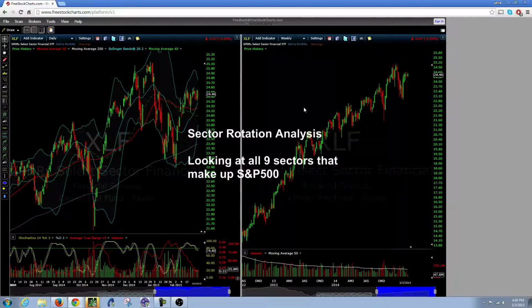So, what we're going to do is a sector rotation analysis. This is something that I do once a month for my paid members, and what I do is I go into the 9 sectors that make up the S&P 500.